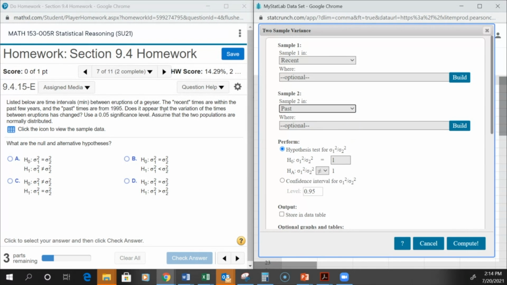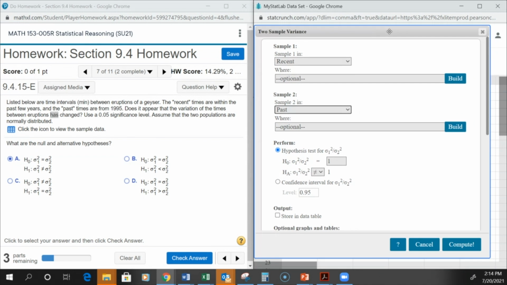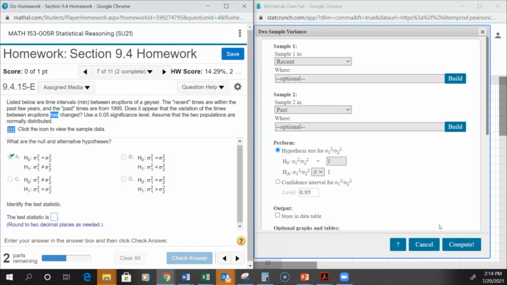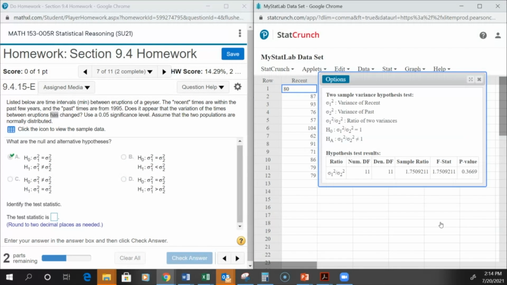What's the null and alternative? The claim is that the variation has changed, so it's not what it was. Assume they're normal. Yeah, I don't know that the data entirely convinced me of that. Yeah, I can't get there. I was going to do a little graph for you. But this is nice, and you can tell that they did it correctly because F is bigger.